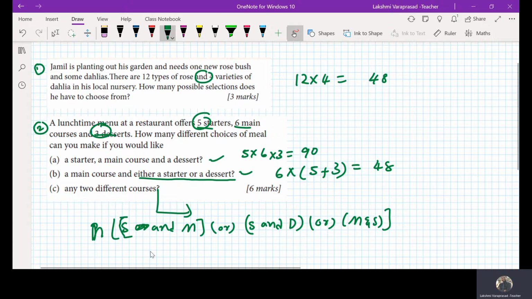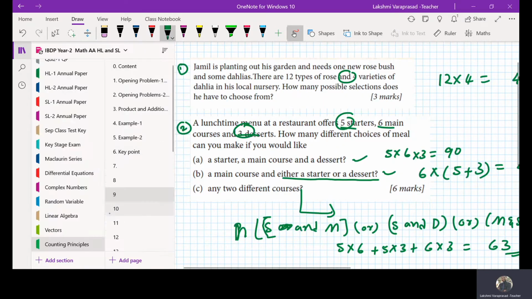So we'll try to put everything into the diagram. It's like 5 into 6 plus 5 into 3. See, I'm not maintaining the order, I'm just writing 5 into 6. So it is going to be a total of 63. This is the solution for these 2 questions, and we'll quickly move on to the next slide.